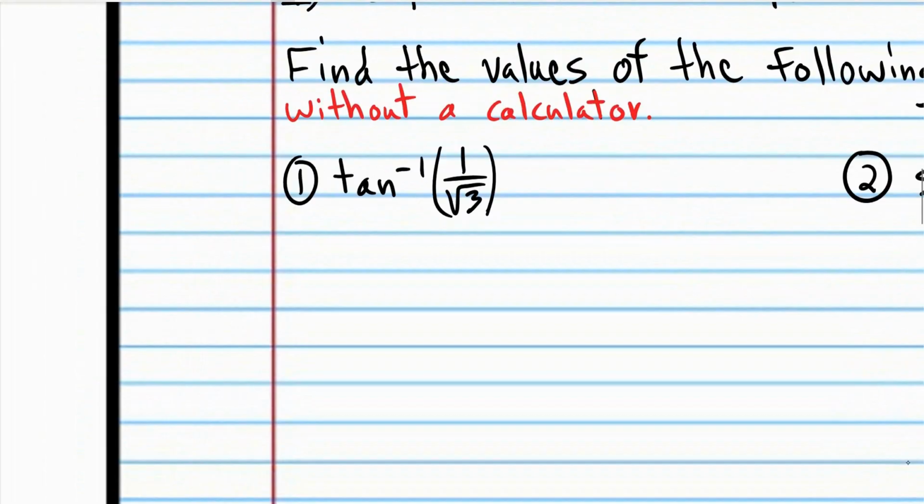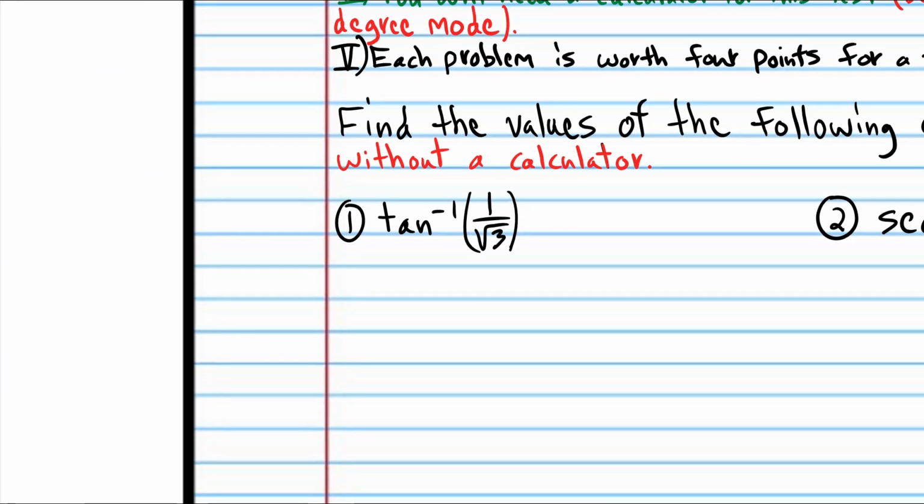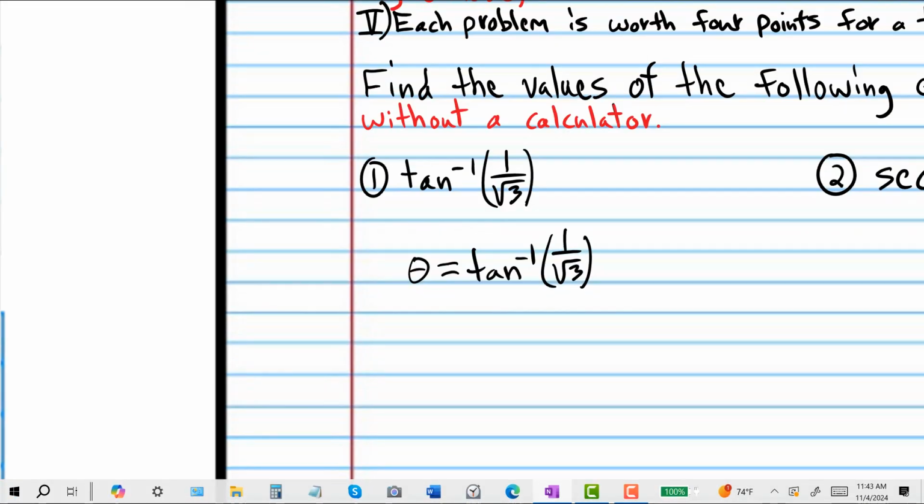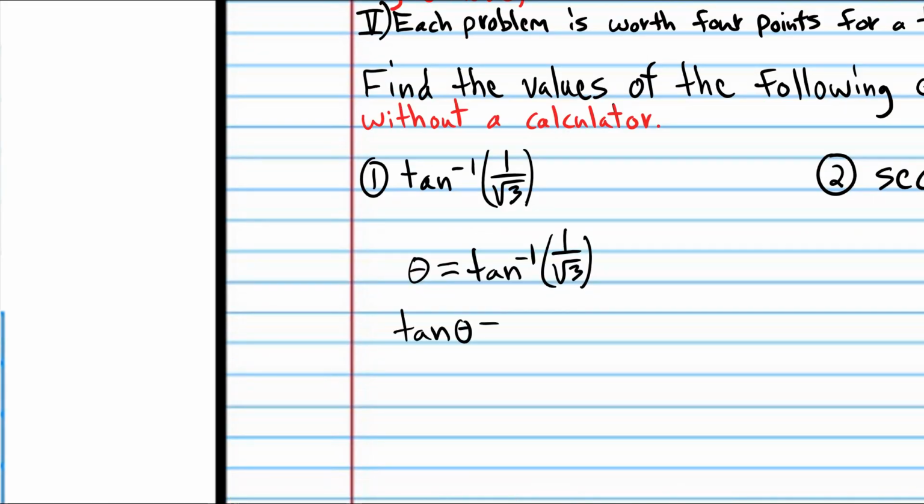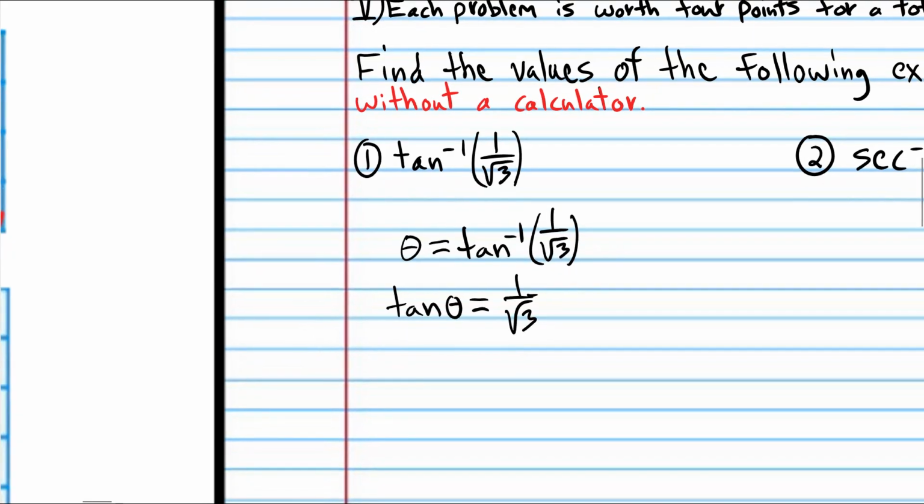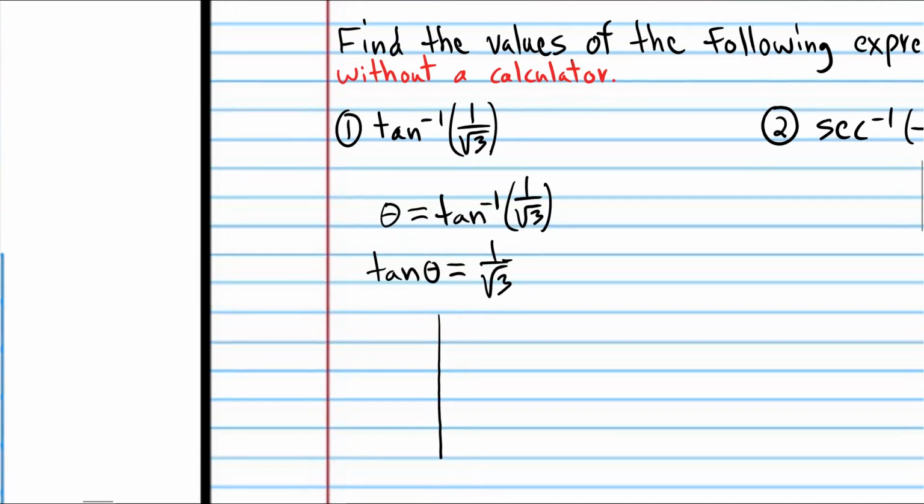Okay, we're back. So this expression represents an angle, so I'm going to set it equal to theta. And by definition, if that's true, then that means tangent theta is equal to 1 over root 3. So again, that's a definition, and we're looking for the theta value that makes the equation true.